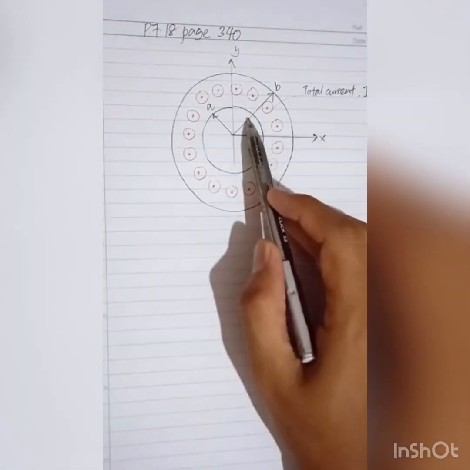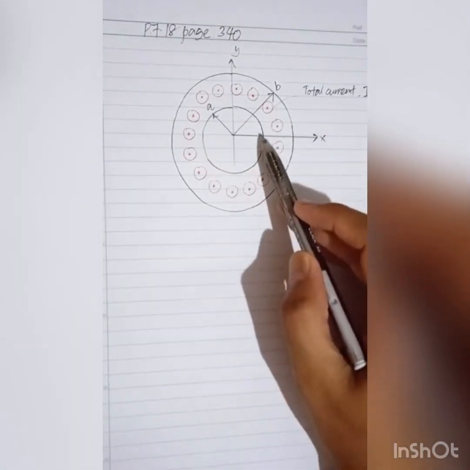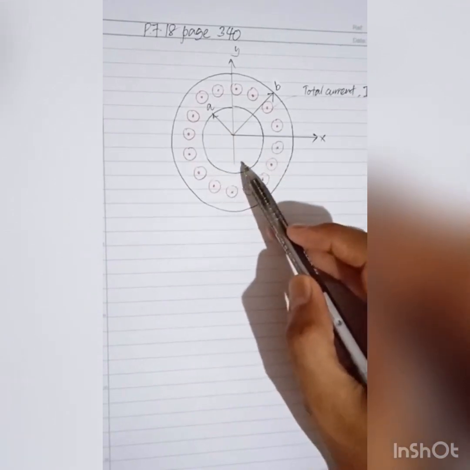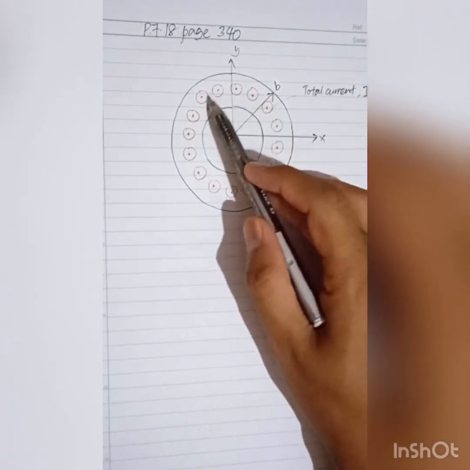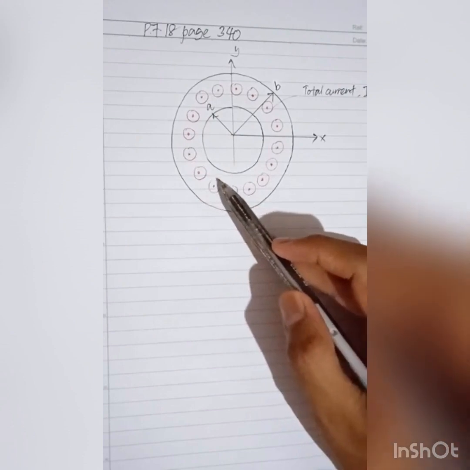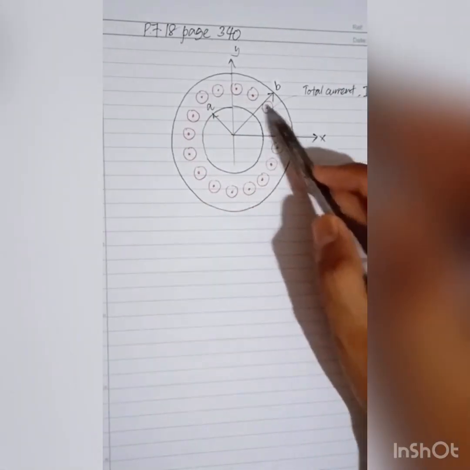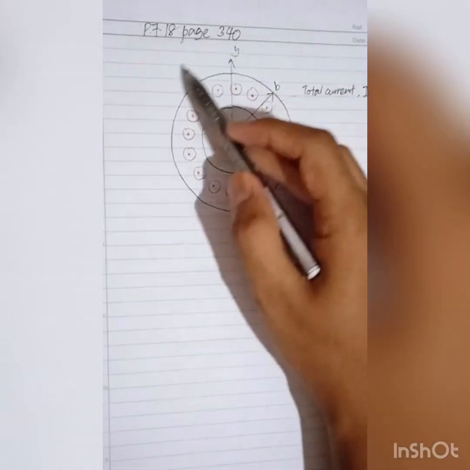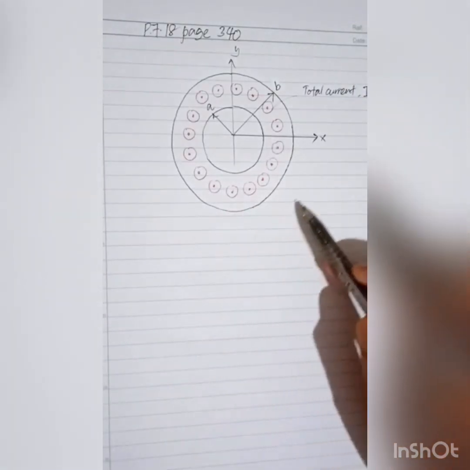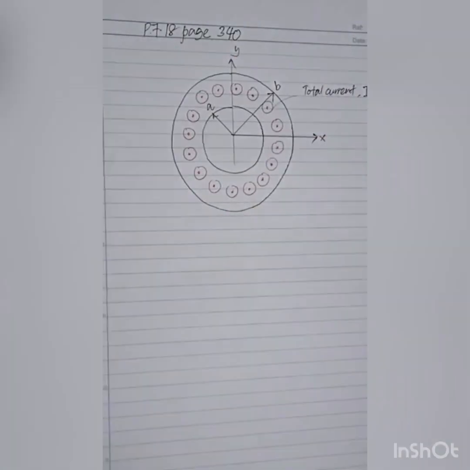The first region is R less than A, the second region over here is R more than A and less than B, and the last region is over here, the outer structure, for the case of R more than B. Since this is a symmetrical structure, and we assume this is a very long conducting cylinder, we can simply use Ampere's circuital law (ACL) to find the H field.